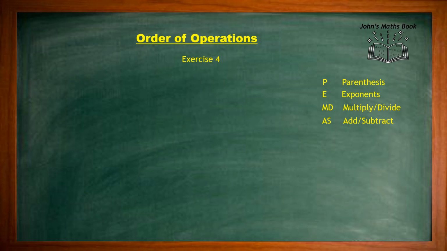In exercise number 4, we're going to look at 7 plus open bracket 5 plus open bracket 9 minus 6 all squared, close bracket, minus 9. Pause the video now and see if you can work out the right answer.